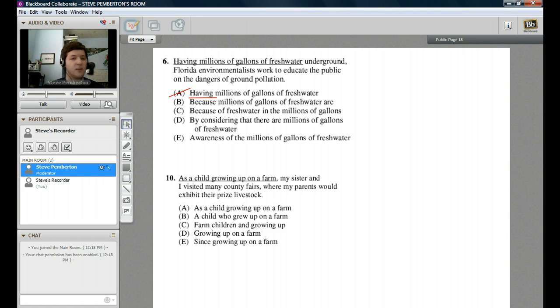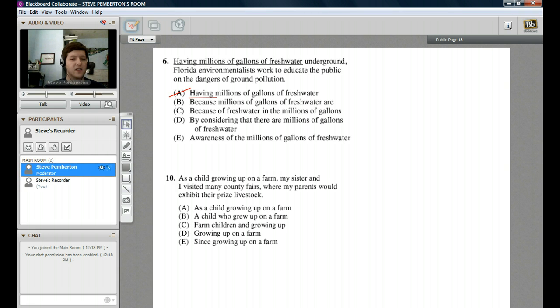C, because of fresh water in the millions of gallons, that's still not a modifying error, so we can leave it. D, by considering that there are millions of gallons of fresh water underground, Florida environmentalists work to educate. That actually, again, sets up the expectation that we'll be talking about not the person who owns the water, but people that are aware of it. So B, C, and D don't make a modifying error.